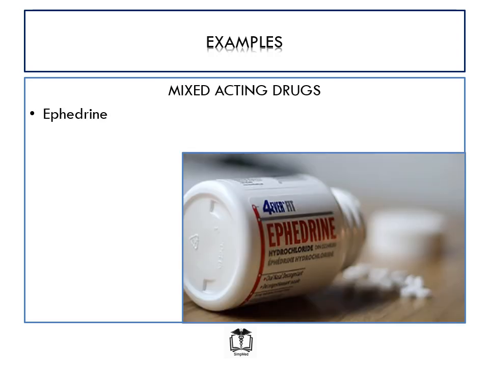The last class of adrenergic agonists is the mixed acting drugs. Like I said, the mixed acting drugs are drugs that can either act on the receptors or elsewhere. The common example of the mixed acting drug, the only example, is the drug ephedrine.